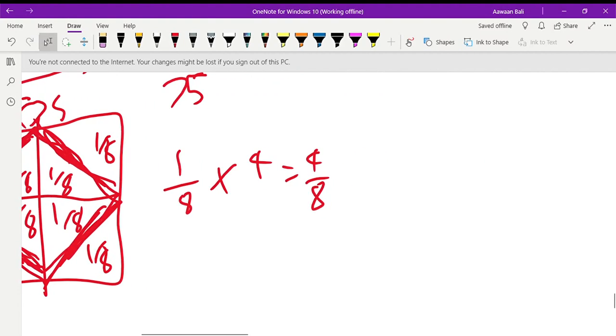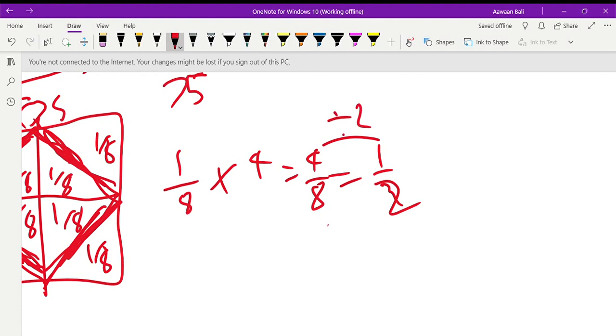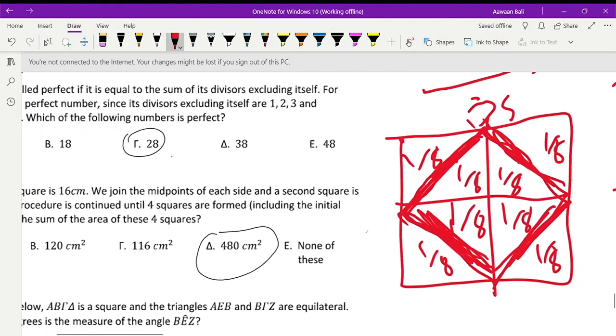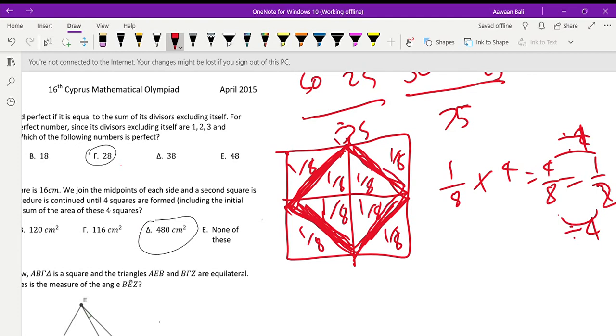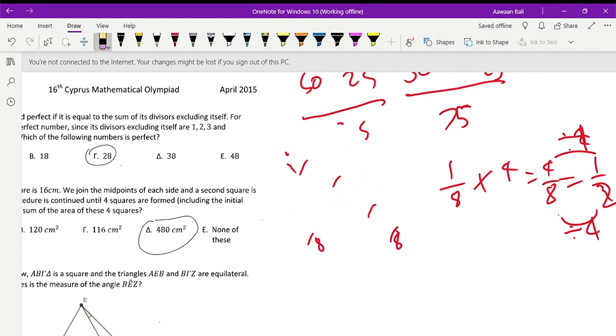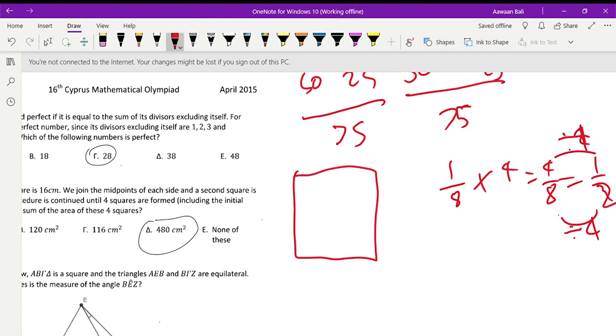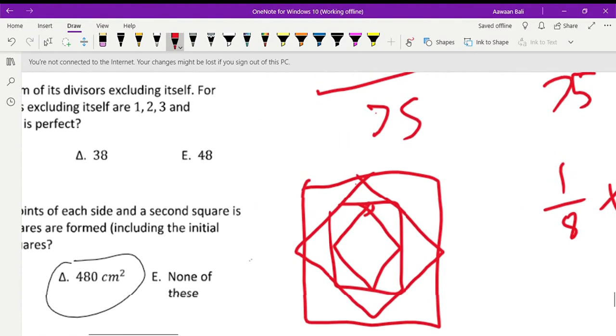And guess what 4 upon 8 simplifies into? If you divide both by 4, you get a half. See? So that means this square is half of the area of the rest. Knowing this, we can find the area of all of them. This is basically what the figure is, and each square is half of the other.